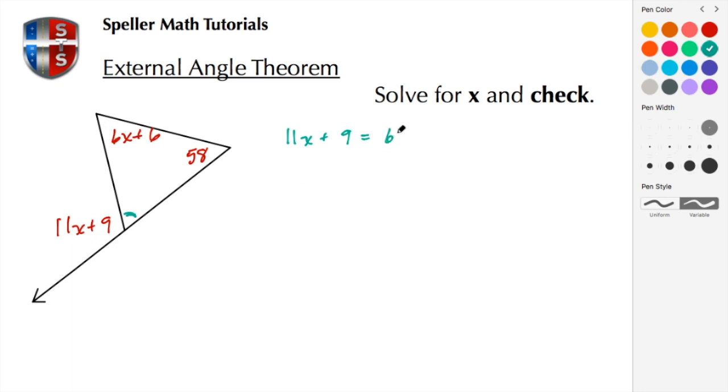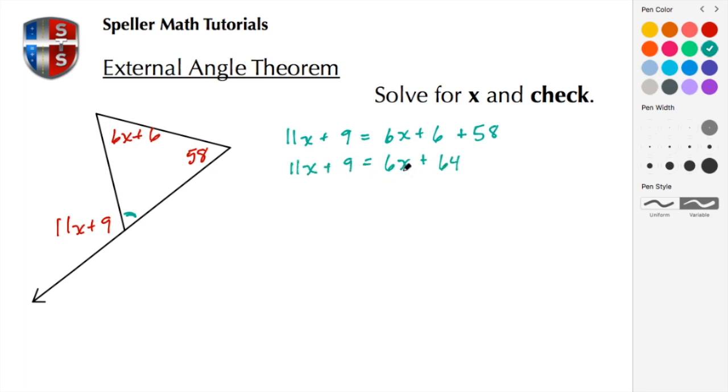So here we have 6x plus 6, and we have the plus 58, and then we're going to just use some basic algebra to combine like terms. So we're going to rewrite the 6x, and then we have 6 plus 58, which turns out to be 64, and then we have 11x plus 9.